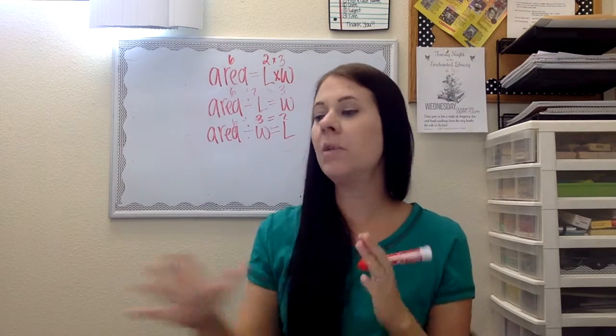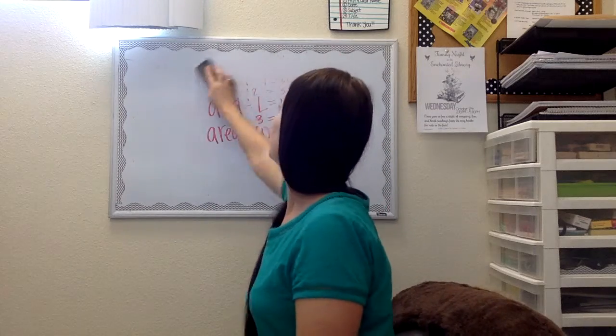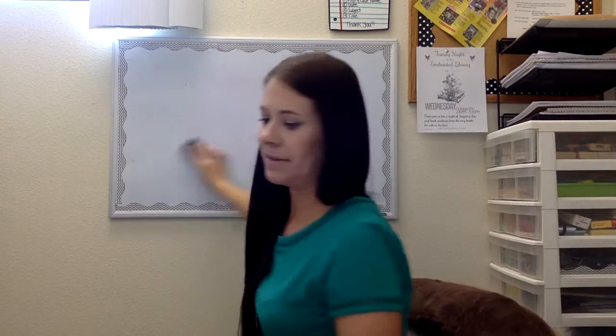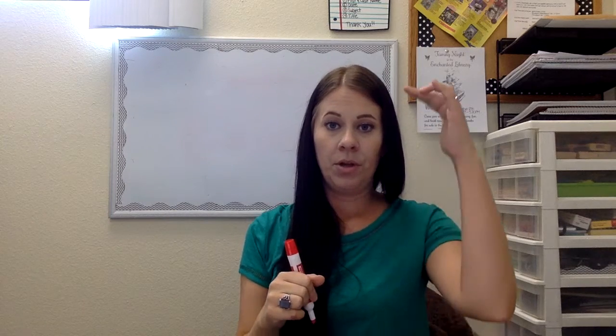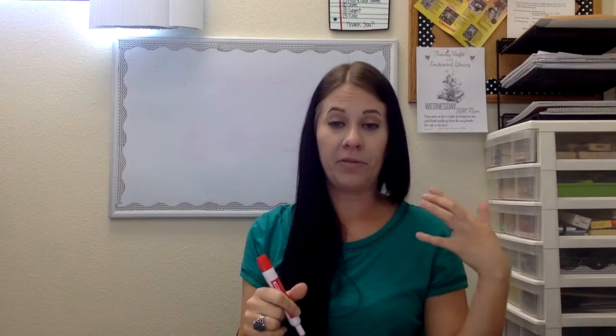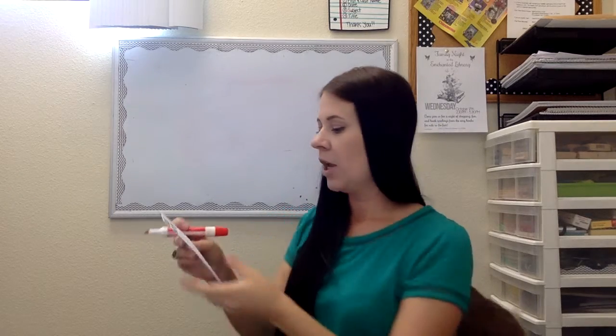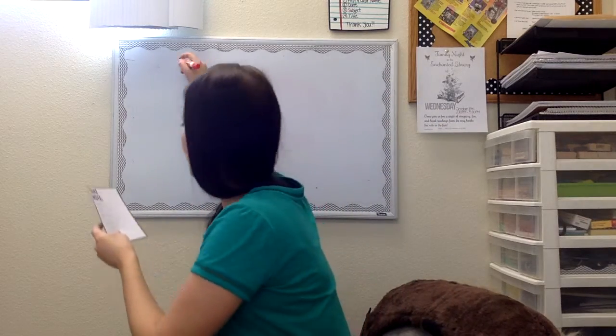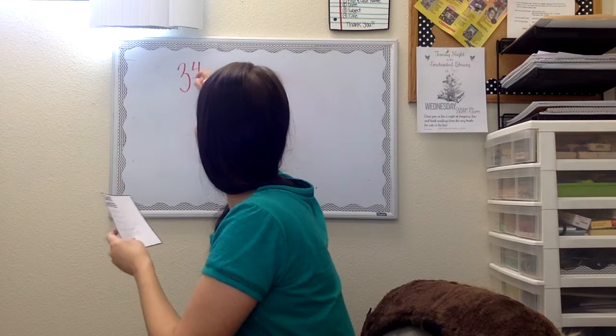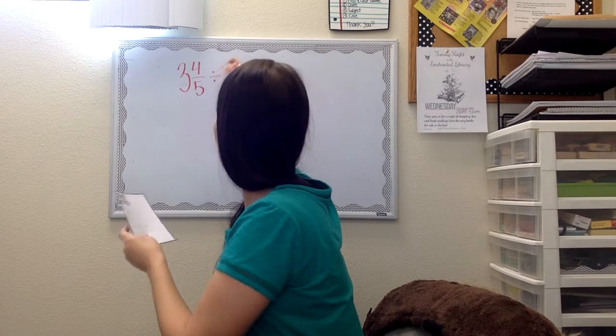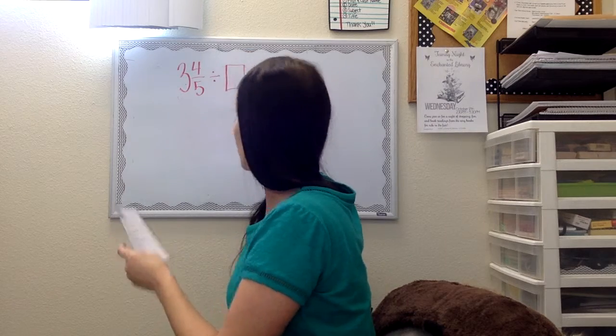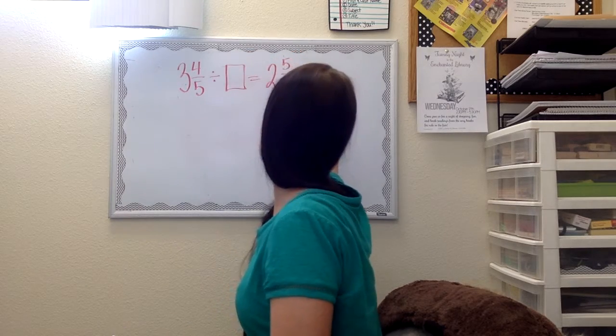Kind of similar to that is a problem like this. Again, I'm going to do the problem with the fractions, which is a little difficult, but I'm also going to do the problem with just regular numbers so that you can see the proof of what I'm doing. In a problem like this, it says find the missing number: 3 and 4/5 divided by a number equals 2 and 5/7.